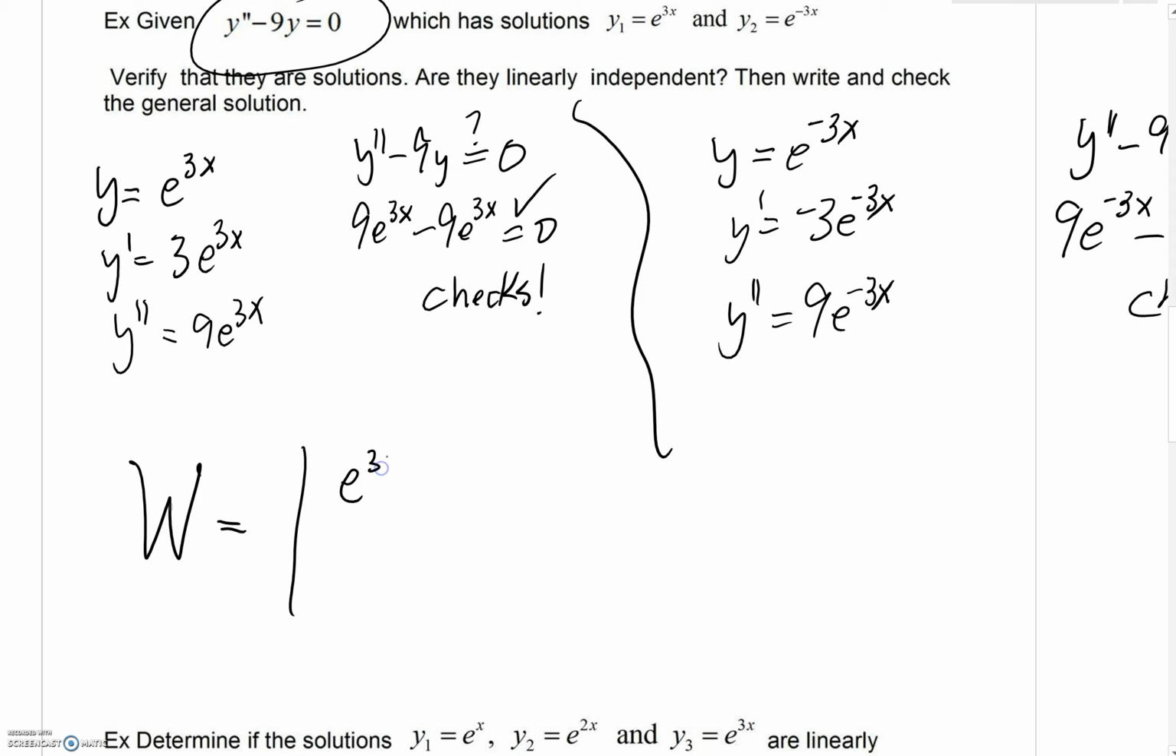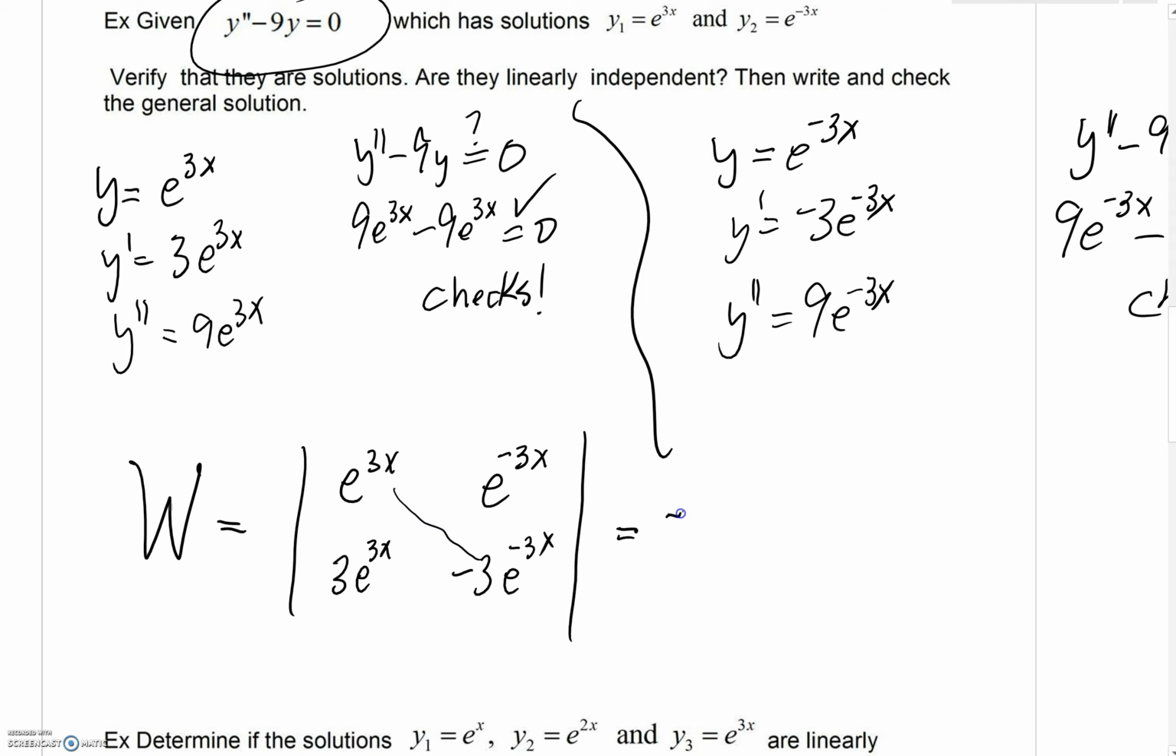We'll have e to the 3x, e to the negative 3x. And the question is then, take your derivative. We'll have a 3e to the 3x. We already did this. Here we'd get negative 3e to the negative 3x. With a two-solution situation, you'll have a 2 by 2 determinant.